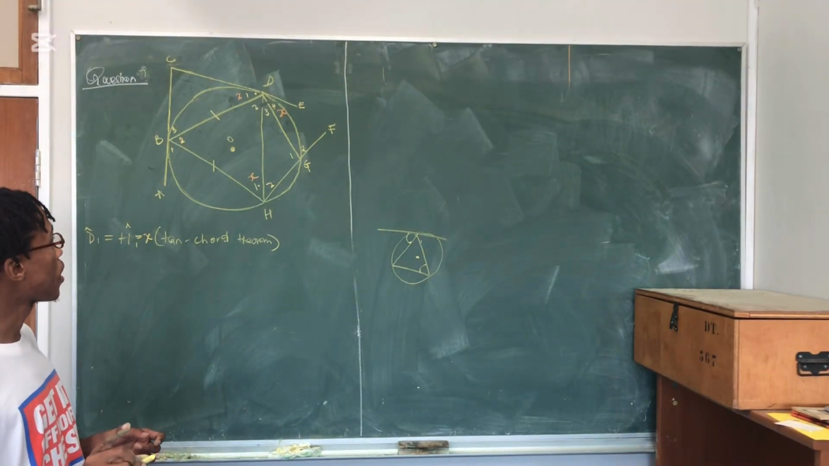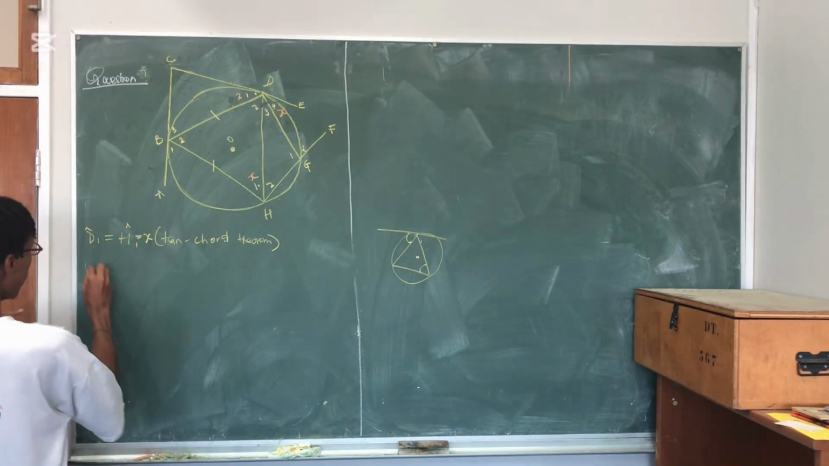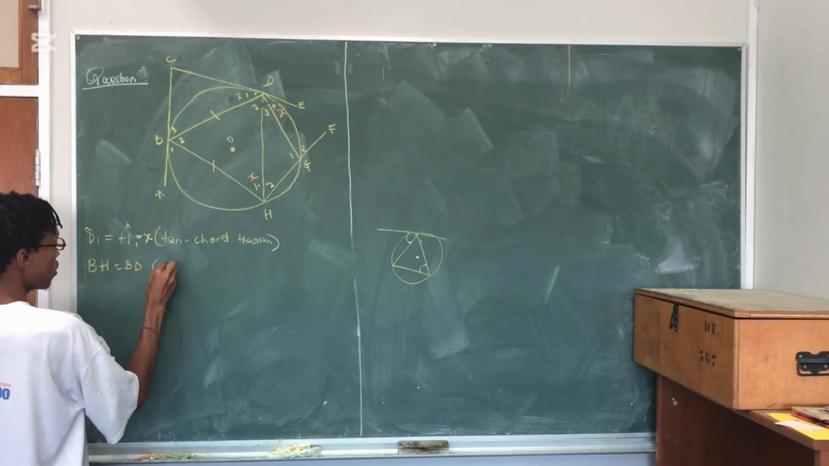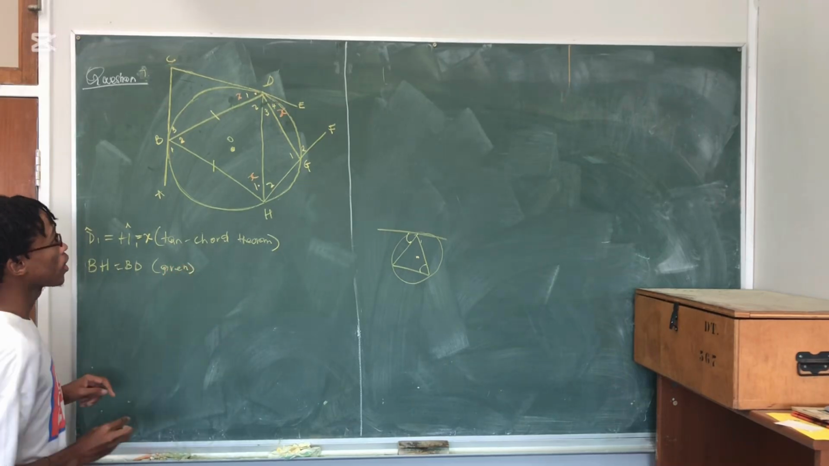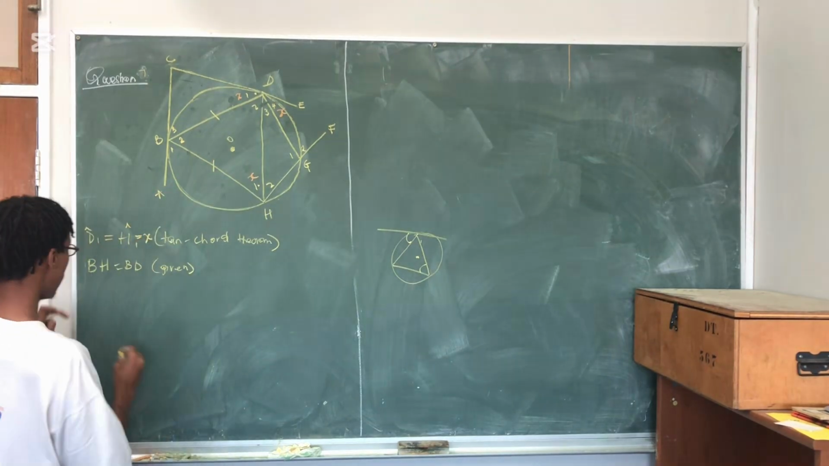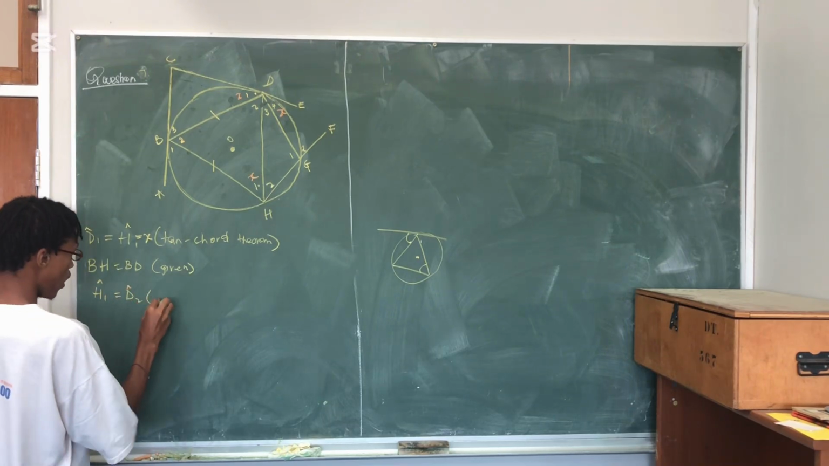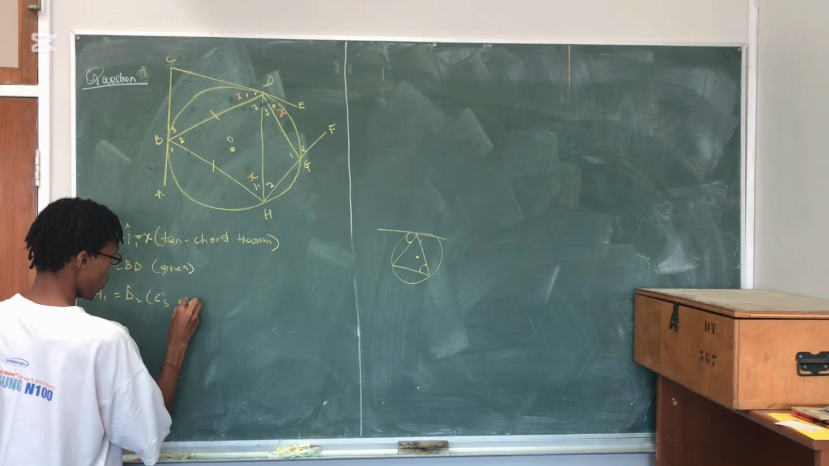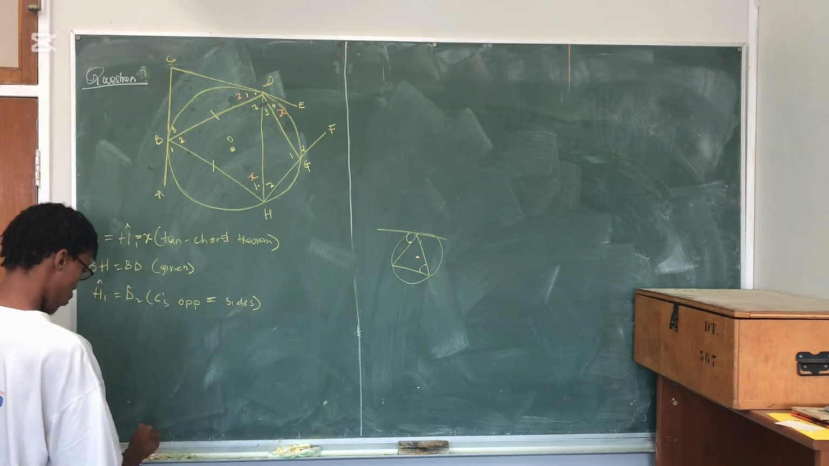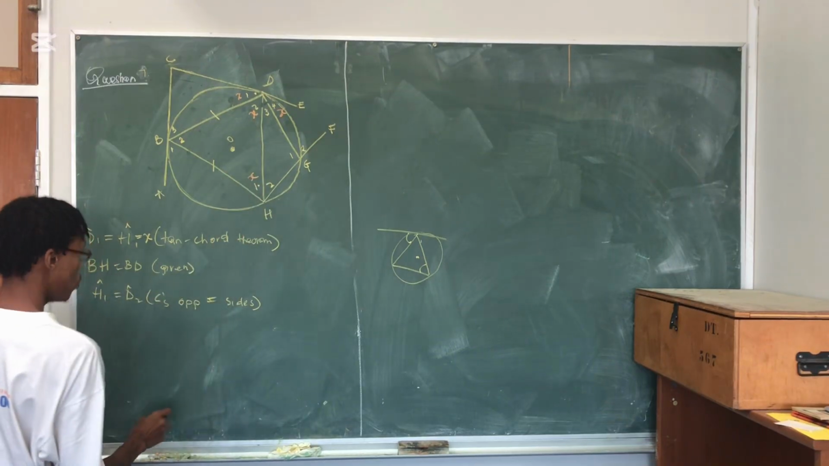An interesting thing again that we realize is that we're given that BH is equal to BD. This is given. And in a triangle where two sides are equal, then these two angles have to be equal. So H1 is equal to angle D2, angles opposite equal sides. So we have another one that is also equal to x. So far we have 1, 2, we need 2 more.